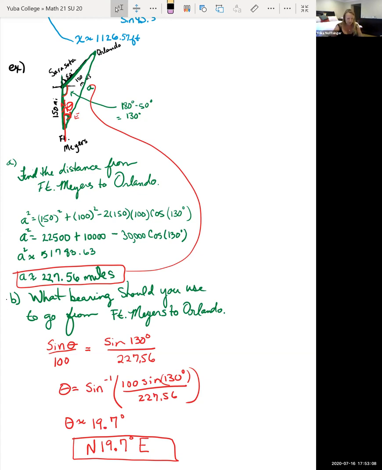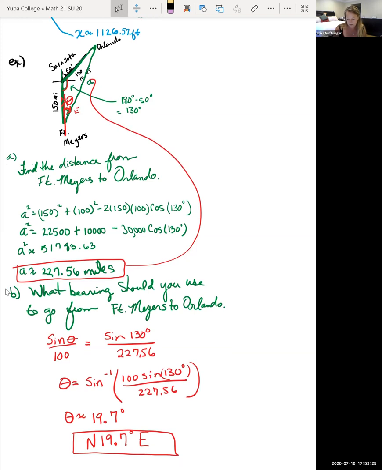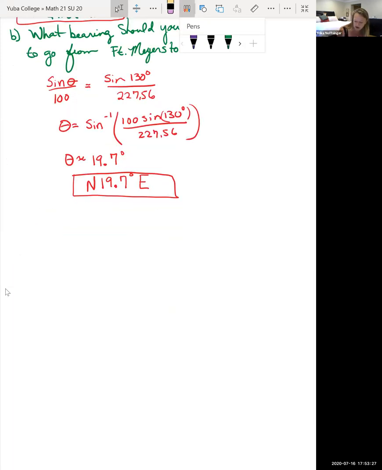Okay, so those were some examples of law of sines, law of cosines. 9.4, and I'll give you any of these formulas if we need them for the final. So I'm not saying I'm giving you law of sine, law of cosine. I'm going to give you the area of triangles.